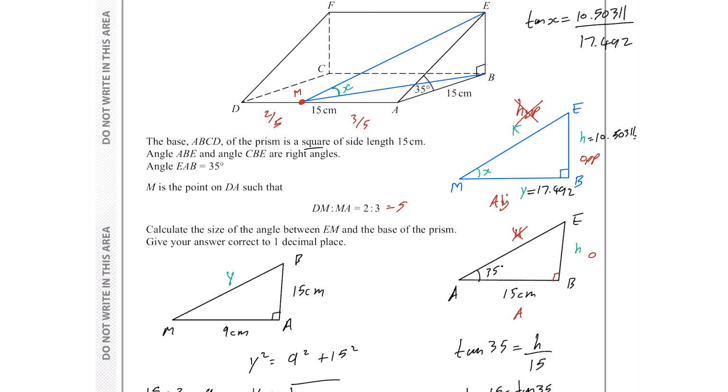And type that into your calculator, work out the inverse tan, and to one decimal place, your answer becomes 31.0. The 0.0 is important because it does say to one decimal place.